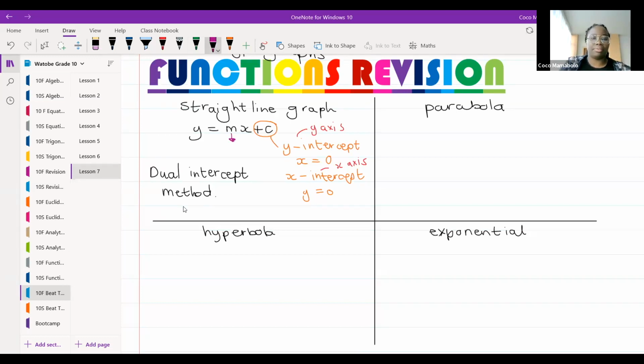There it is, m. We know that m is our gradient. When we calculate the gradient, it is basically the slope, and m is always equal to, because we'll have 2 points, y2 minus y1 over x2 minus x1. You can find the gradient there.